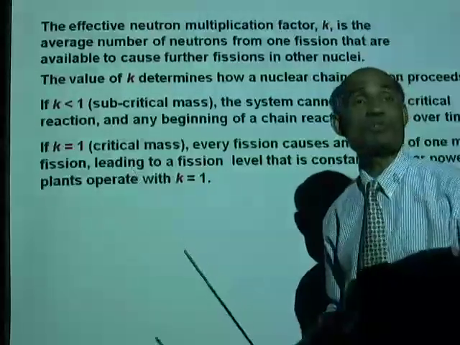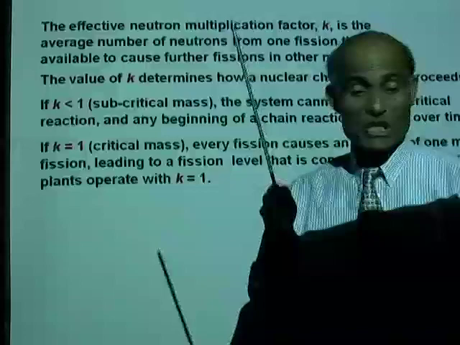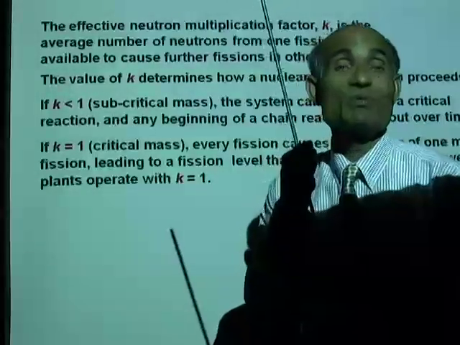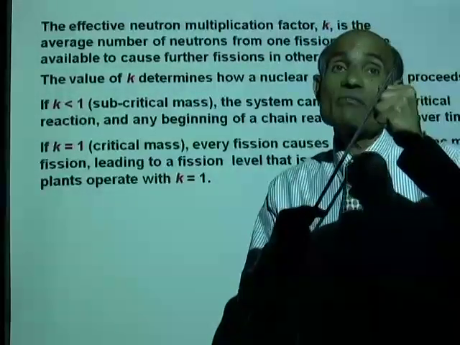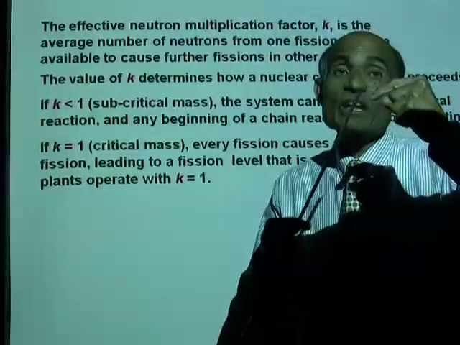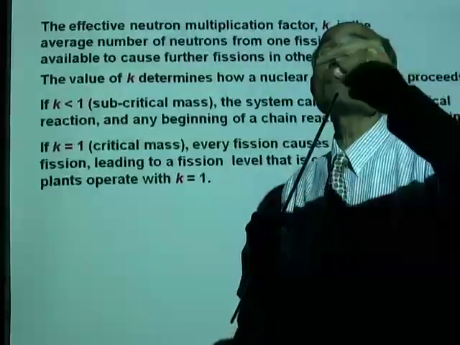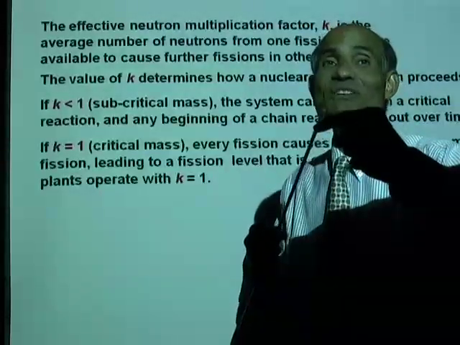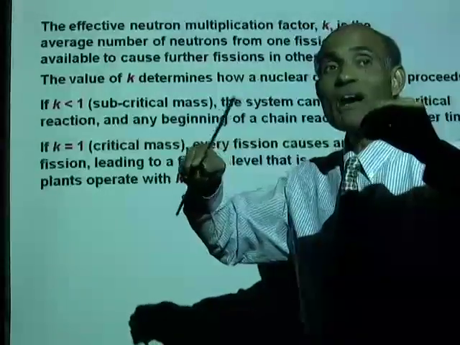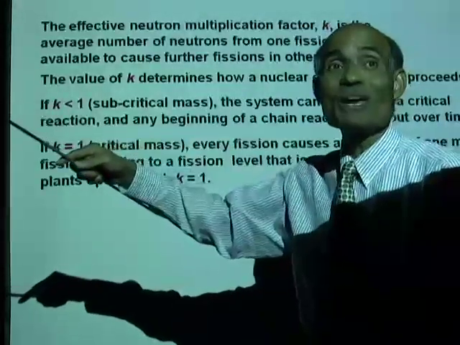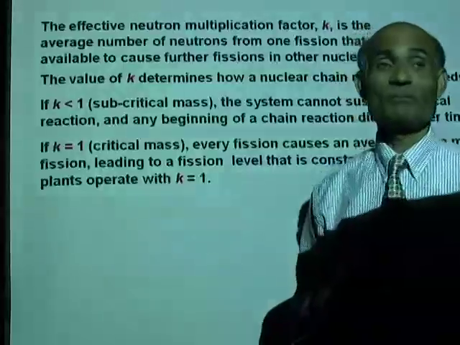If K equals 1, that is the critical mass. That means for every fission, at least 1 neutron will be available to produce the next fission. That means the chain reaction can be allowed to proceed at a constant rate, and that's very useful.